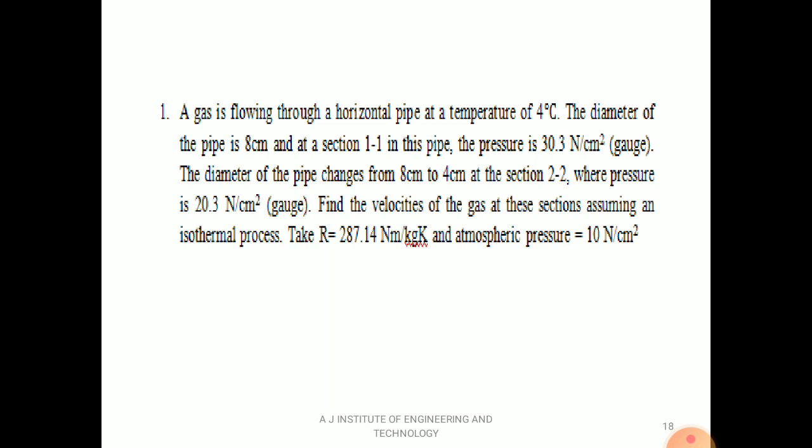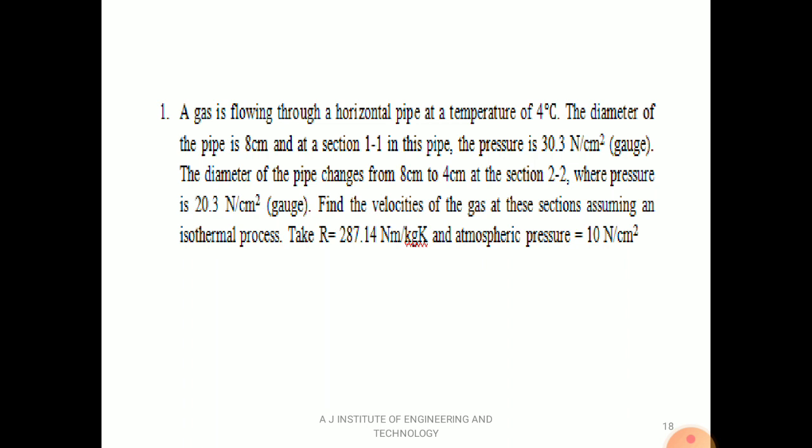So at section 1, the diameter of the pipe, that is D1, is 8 centimeter and P1 is 30.3 Newton per centimeter square gauge pressure. So you have to convert from gauge to absolute pressure. The diameter of the pipe changes from 8 cm to 4 cm at section 2-2, where the pressure is 20.3 Newton per centimeter square gauge. So 8 cm is D1. It changes to 4 cm at section 2-2, that is D2 equal to 4 cm. Next, P2 equal to 20.3 Newton per centimeter square gauge pressure.